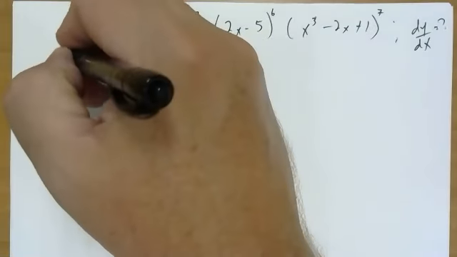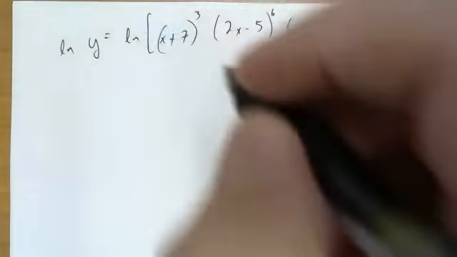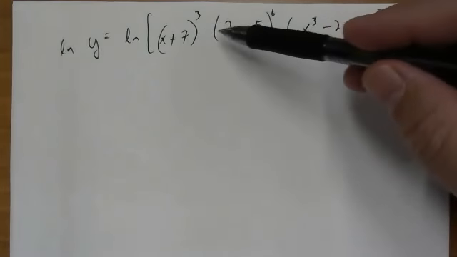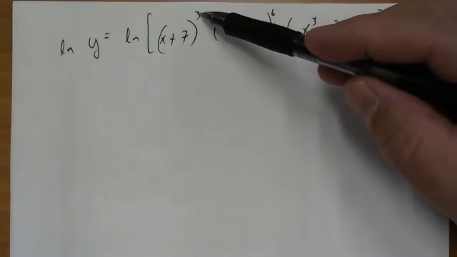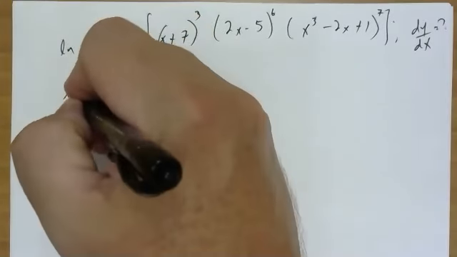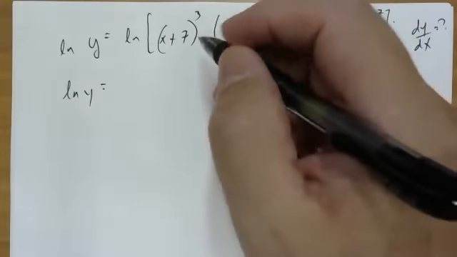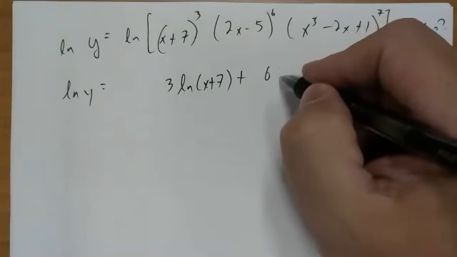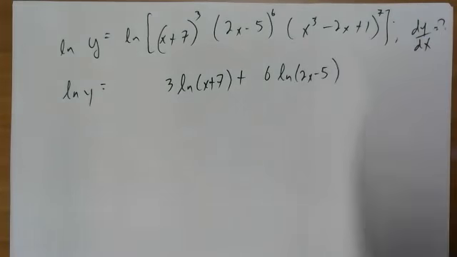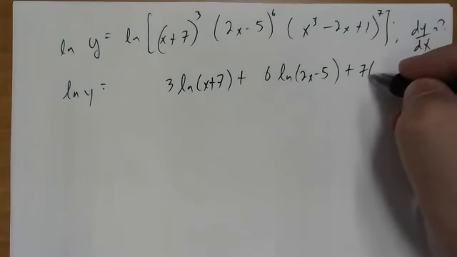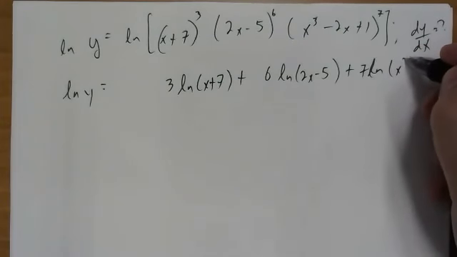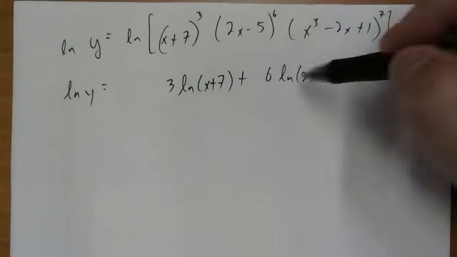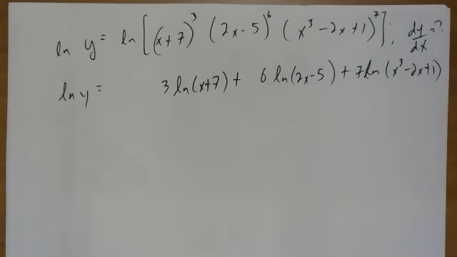So first thing you do is, I'll just write it up here. Take the natural log of both sides. Now over here, I'm going to split this up into these 3 factors. And also I'll go ahead and bring the exponent down front. So this one's going to be 3 natural log of x plus 7 plus 6 natural log of 2x minus 5 plus 7 natural log of x cubed minus 2x plus 1. All right, so this is using those 2 log rules.